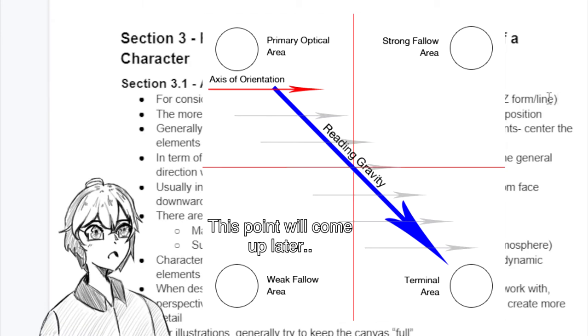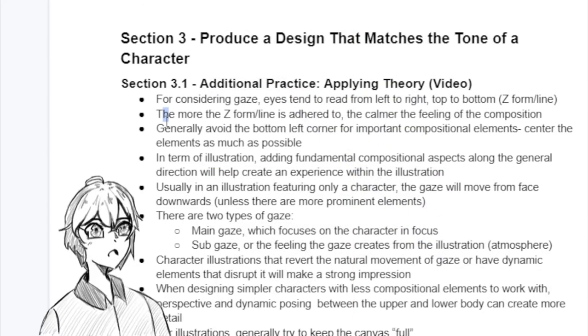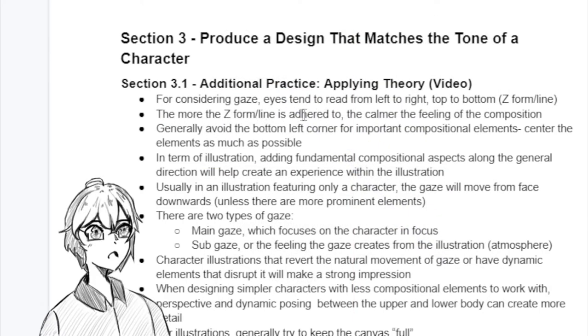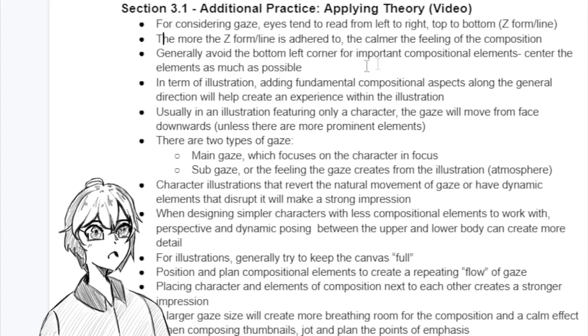but it still illustrates the importance of setting a solid composition and one that flows from the opposing corners of the canvas as well as the center of it. So the more that this Z form line is adhered to, the calmer the feeling of the composition, because it's much easier for the viewer's eyes to track and follow all of the compositional elements within the canvas. Generally though, you want to avoid the bottom left corner for important compositional elements, and you want to center the elements as much as possible.